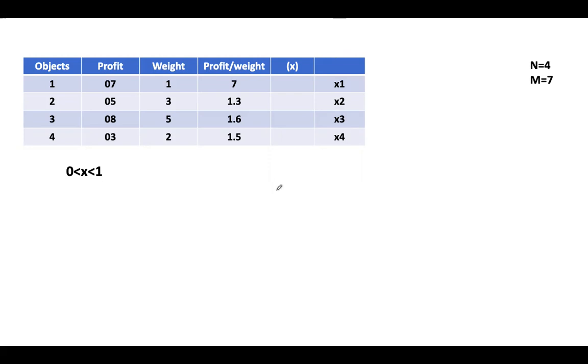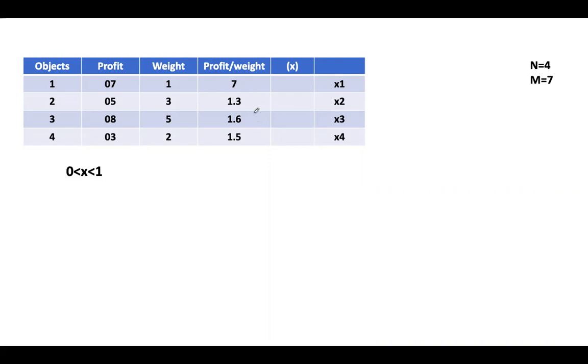Now, what is the next step? How can you proceed? When you see this profit weight ratio, the maximum is 7, the minimum is 1.3. Are you going to go for the maximum value or the minimum value here? In this column, profit over weight ratio, which one will you consider? Which one is important for us for selection?